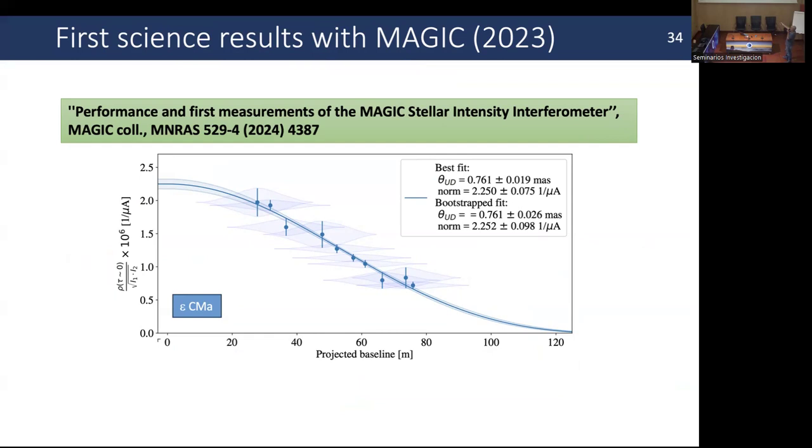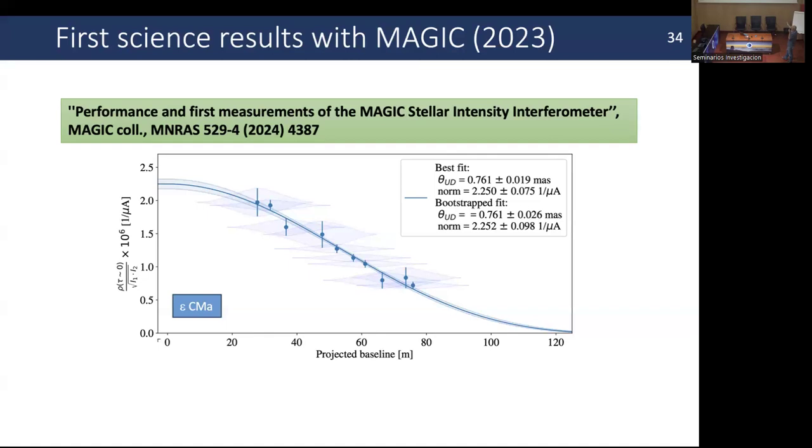So what we see is this nice correlation versus baseline that I talked about. So we see the correlation dropping slowly with the projected baseline. This is 60 meters, 100 meters. Okay. So you see this nice drop with the right shape. And from this, you can fit it to the expected function, and you get an estimate for the diameter of this specific star. It's a very bright star, Epsilon Canis Majoris.